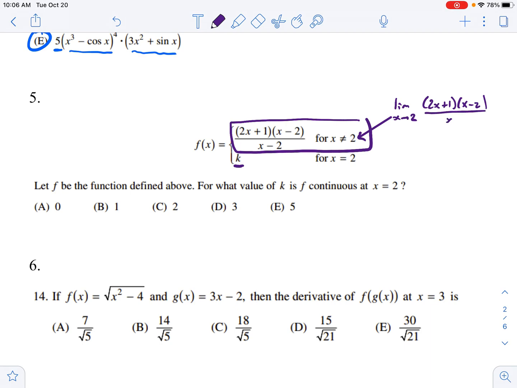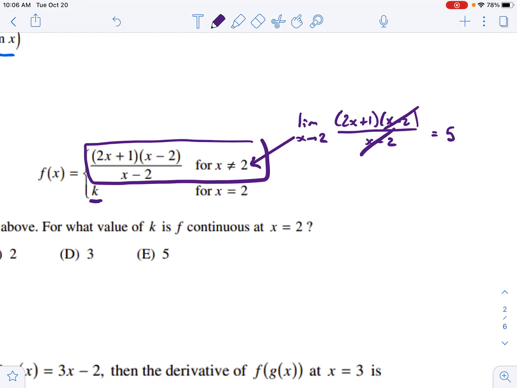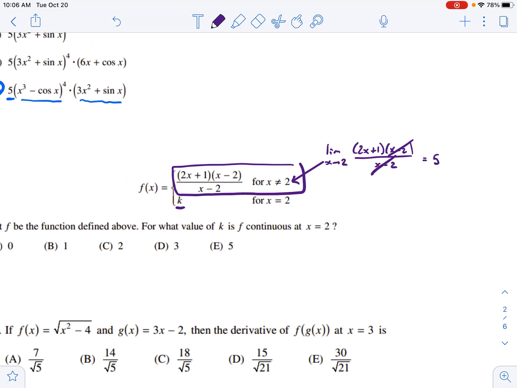to evaluate the limit. Now what you should notice is that you're going to get 0 over 0 in this thing. What would we do? We would factor and cancel. Well, it's already factored, so we have to think to simplify this. Now if I plug 2 in for x, the limit approaches 5. So the limit's going to approach 5, and what do we know?